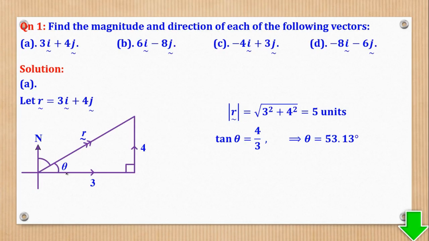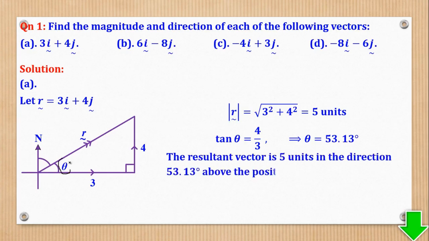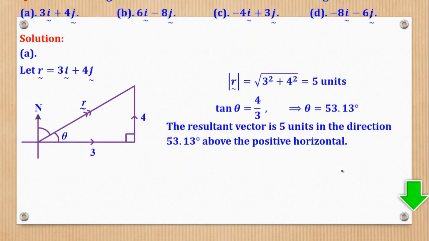Now, we have got the magnitude, we have got the angle, and now we have to state the direction. First of all, this angle is above the horizontal and on the positive side. So that's why you say above the positive horizontal.